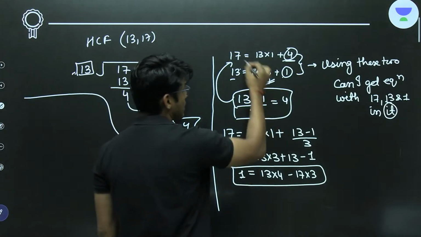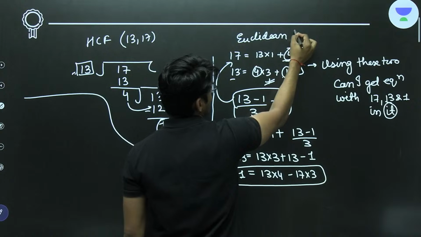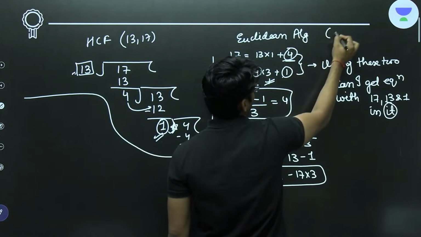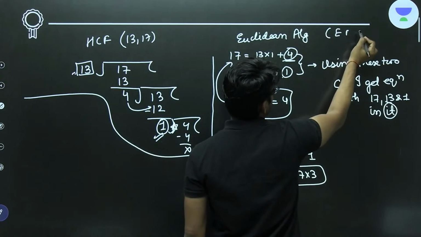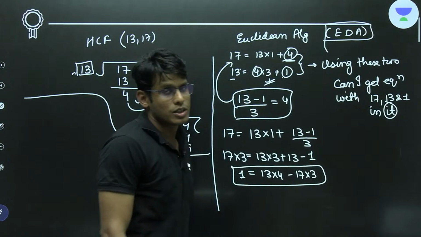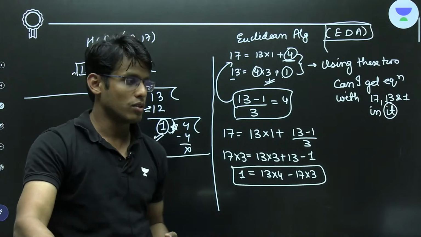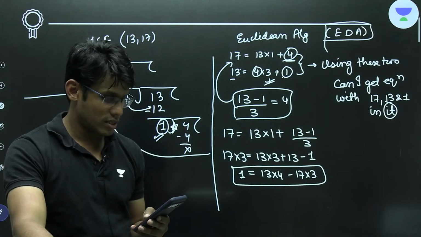So if you can write this, this is actually Euclidean algorithm. Or it is called Euclid division algorithm, EDA. This is called EDA. This used to be in NCERT, but now it is deleted because of the protests of learners.